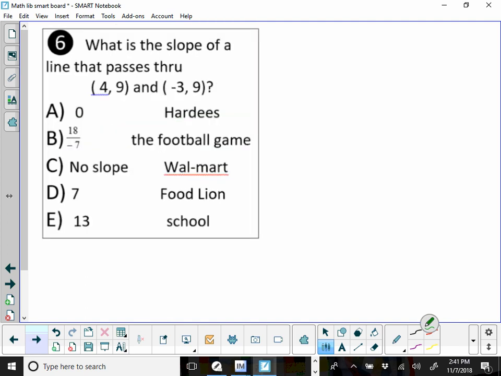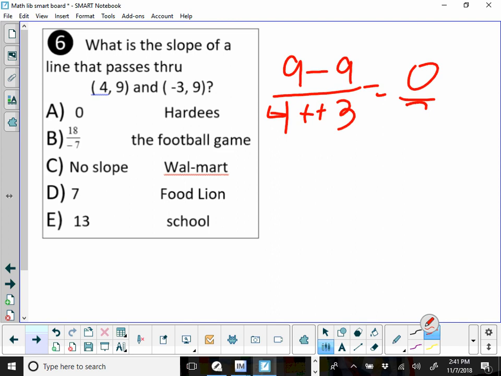Okay. All right, number 6, just finding the slope in general. So we're going to use our slope formula, which is also in your form friend. So that's y minus y over x minus x. Gives me 0 over 7, 0 on the top. Your answer is 0 slope.